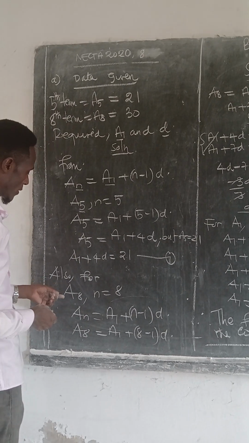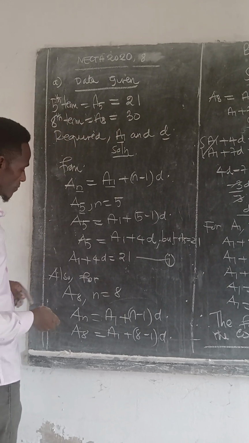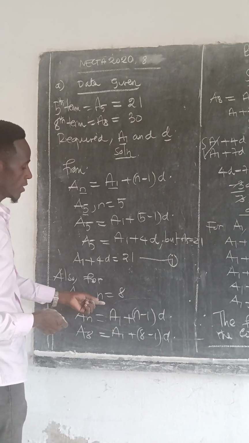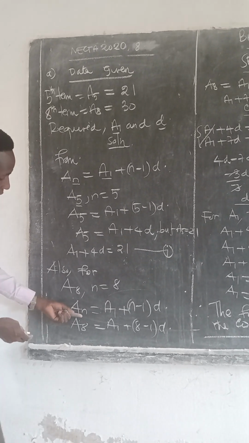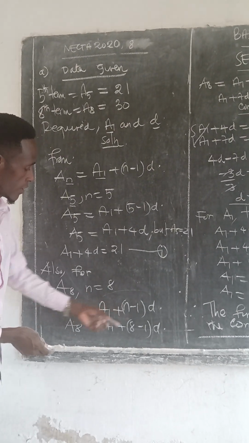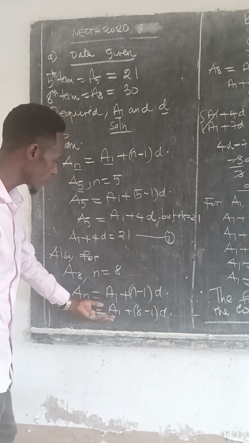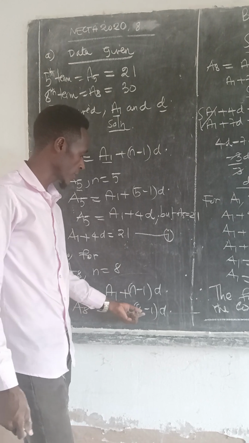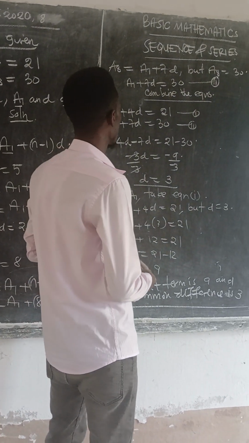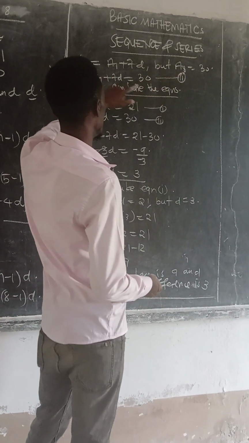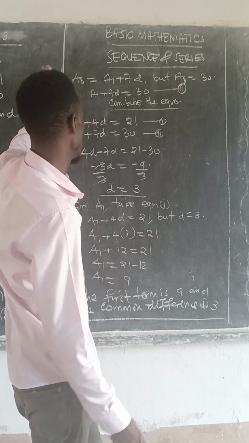But also for equation number 2, you have A8 of the arithmetic progression, so N is 8. Just substitute in the same formula: AN is equal to A1 plus N minus 1, times D. So A8 is equal to A1, which you don't have, plus 8 minus 1, which gives 7D. Because A8 is equal to 30, A1 plus 7D is equal to 30. This is your equation number 2.